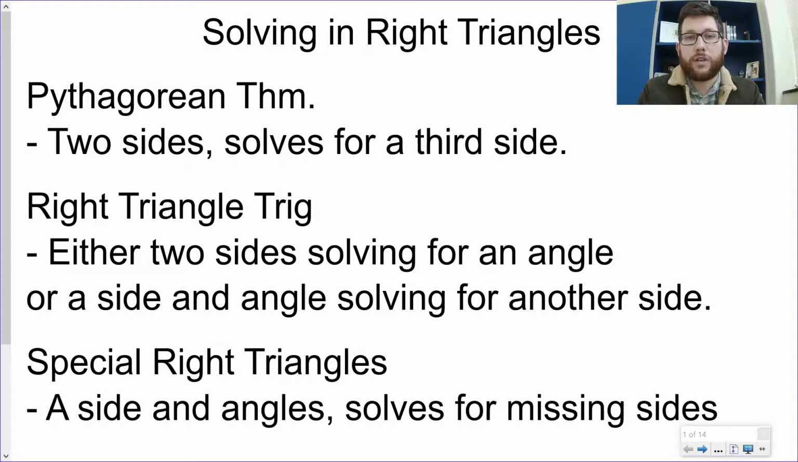Now, special right triangles are really just a shortcut between Pythagorean theorem and the right triangle trig stuff. You can actually solve all the problems with just the first two. Even special right triangles you can solve with trig or with Pythagorean theorem. However, special right triangles is a shortcut. It makes it a lot shorter to solve for them. And since we will run into a lot of special right triangles down the road, that is something worth knowing and worth being able to use.